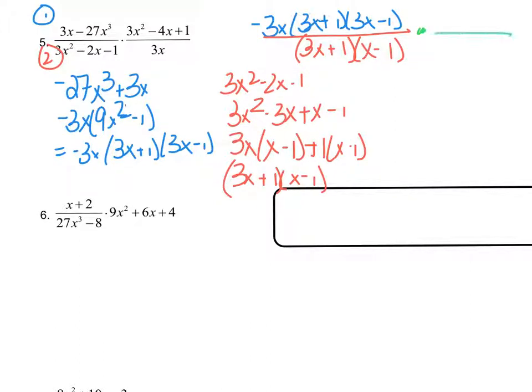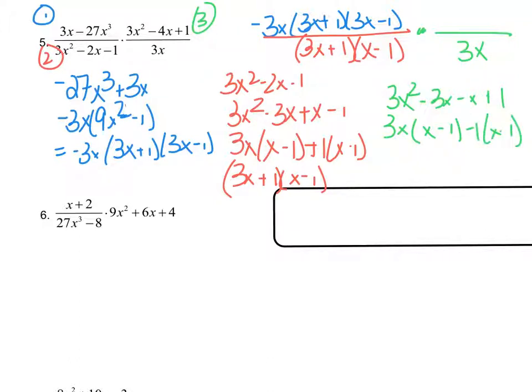Good thing is this denominator is just 3x, but we do need to factor this. So what two numbers multiply to 3 and add to negative 4? That's going to be negative 3x and negative x. And then just go ahead and factor. And we should get 3x minus 1 times x minus 1.